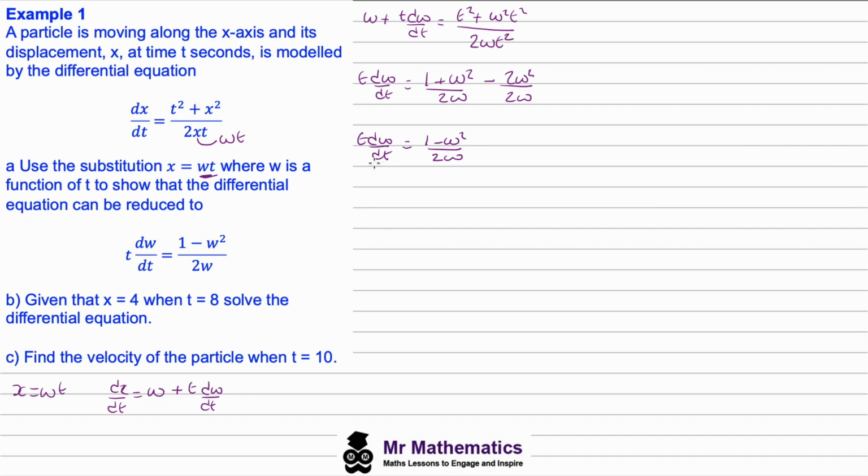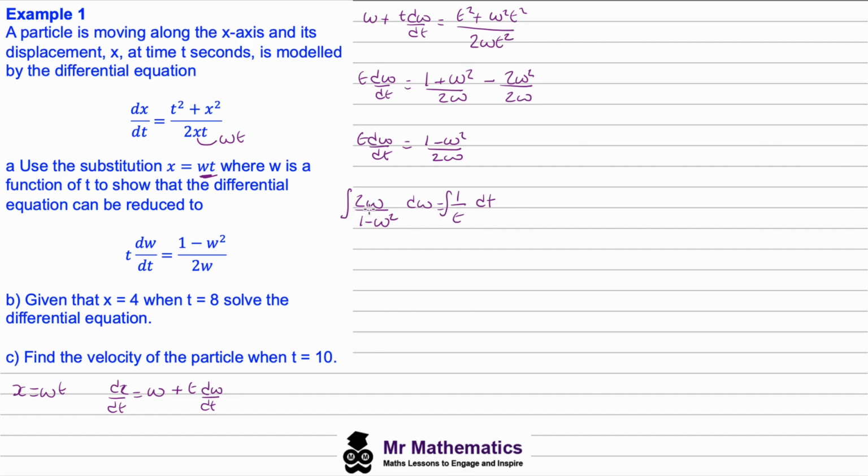Okay, so now we have it in this form. We can begin to separate the variables so we can integrate. To separate the variables, I'm going to move these w's over to the right hand side to be with this dw, and I'll move the t and the dt to the right hand side. So we get 2w over 1 minus w squared dw is equal to 1 over t dt. And now with the variables separated, we can take the integral of both sides.